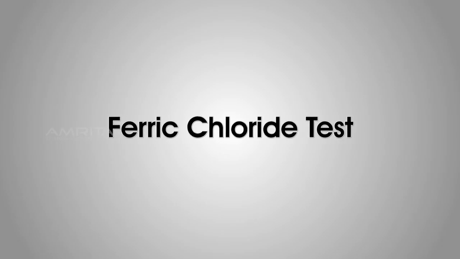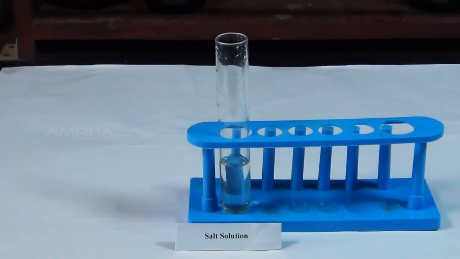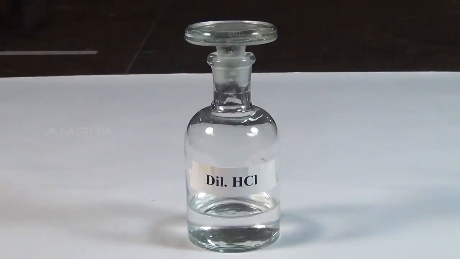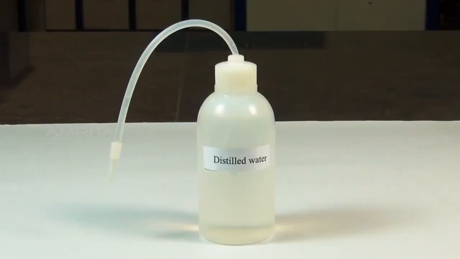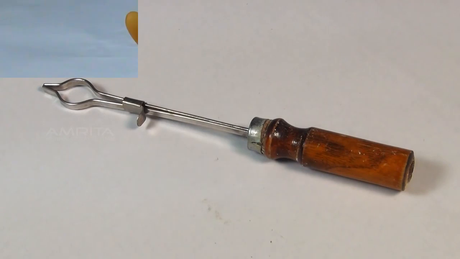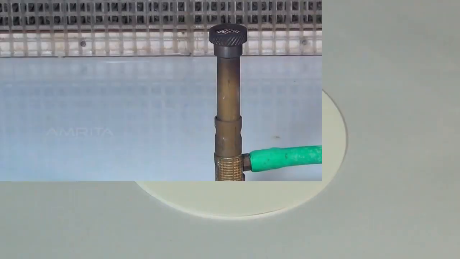Ferric chloride test. Materials required: aqueous solution of the salt, neutral ferric chloride solution, dilute hydrochloric acid, distilled water, test tubes, test tube holder, droppers, funnel, filter paper and Bunsen burner.